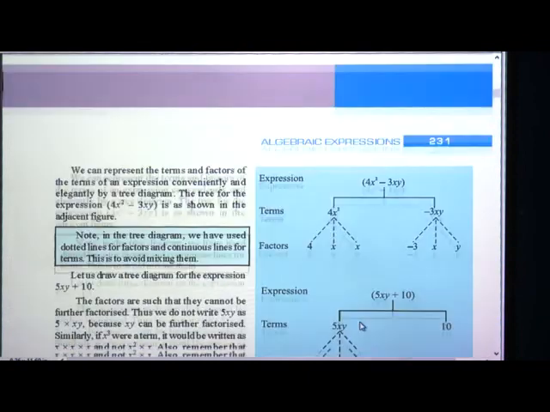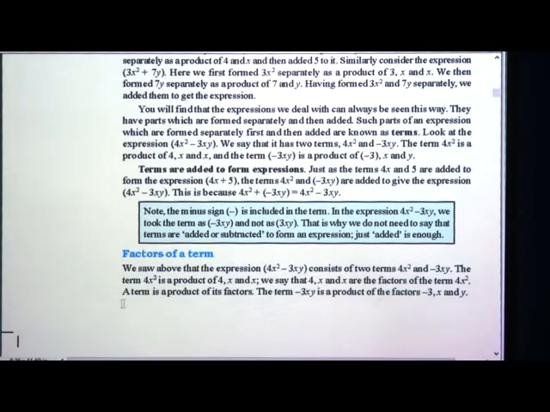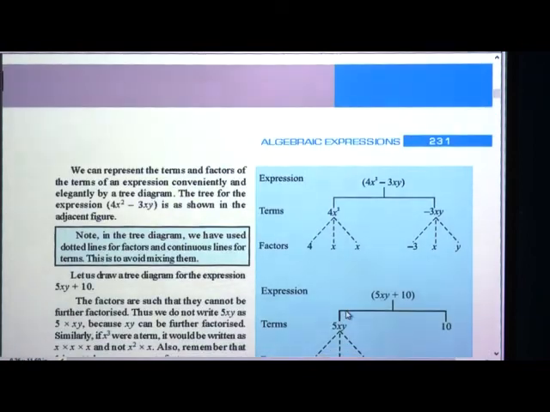Now we will see what the factors of the terms are. We saw above that the expression 4x square minus 3xy consists of two terms, that is, 4x square is one term and minus 3xy is another term. Now, what are the factors of it? 4, x and x are the factors of the first term, and minus 3, x and y are the factors of the other term. So, in this way we can find the factors of a term, which is nothing but a product.